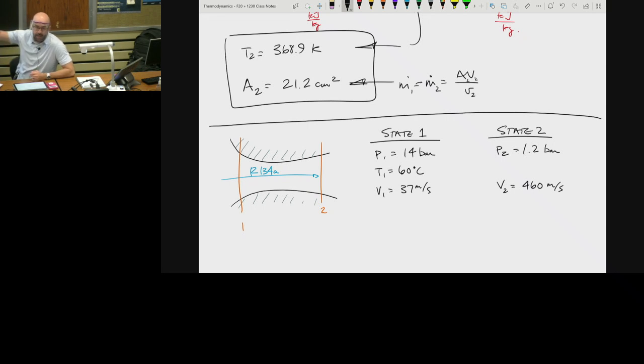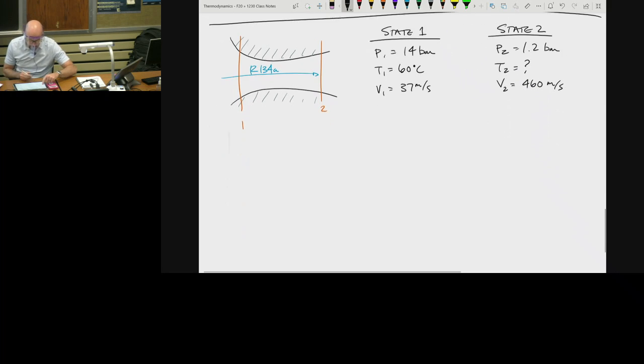For steady state operation and neglecting potential energy effects, determine the exit temperature. Once again, we're trying to find the exit temperature. We've done the same thing today 3 times. Okay, this time it's not an ideal gas.